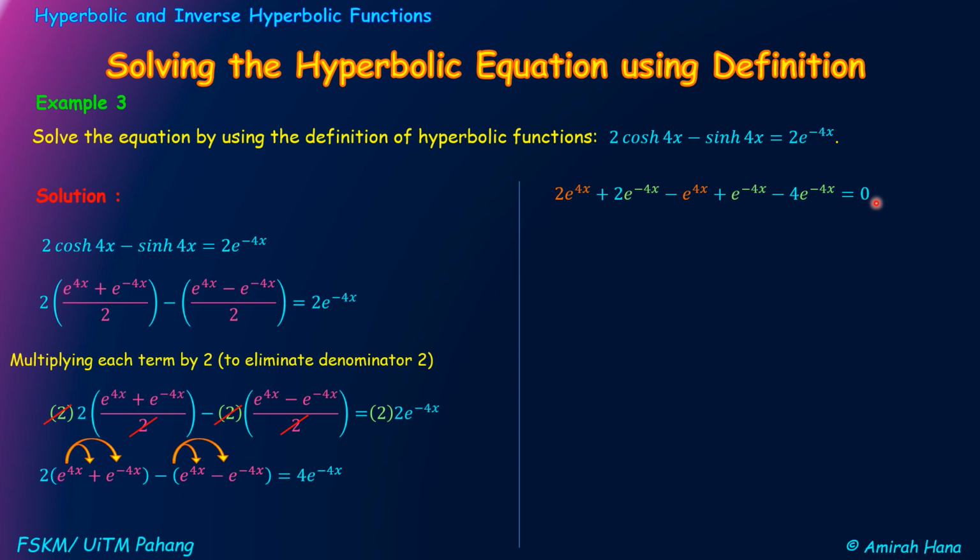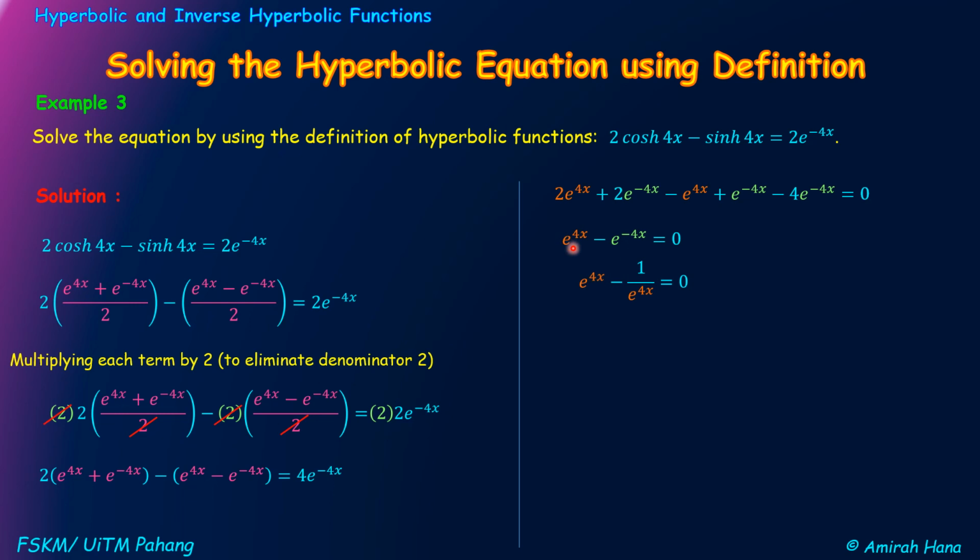From here, we can simplify. This is the same term, the orange color. 2e to the power of 4x minus e to the power of 4x. 2 minus 1 equals to 1, e to the power of 4x. And then from here, we have same term. 2 plus 1 equals to 3 minus 4 equals to negative 1. So we get negative 1 e to the power of 4x equals to 0. And then from here, we can use properties of indices.